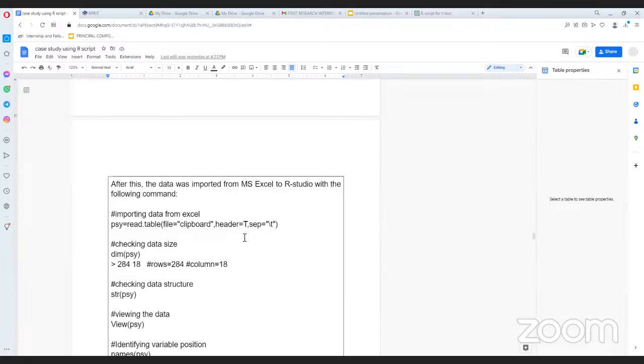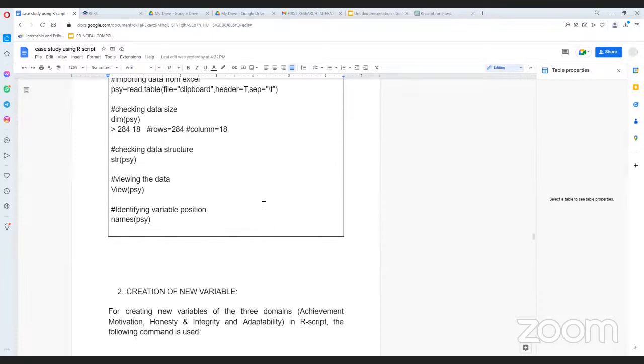Next one, check data structure: str(psy). psy is basically the data set, called the data frame, where you will get the total data. str means it is the structure of the data. Next, viewing the data: View(psy), which shows the data table.